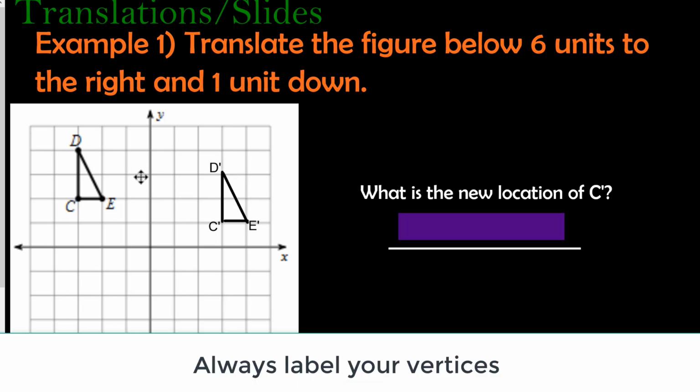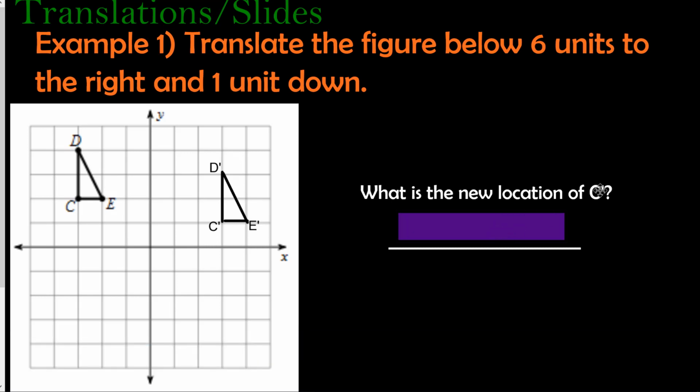Okay. So this is the pre-image over here, and this is the image right here. And the new location of C apostrophe is right here, and that is 1, 2, 3, so 3, comma 1. So you have written like this: C prime, parentheses 3, comma 1.